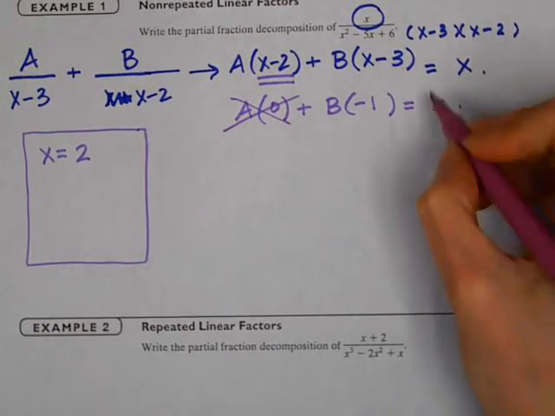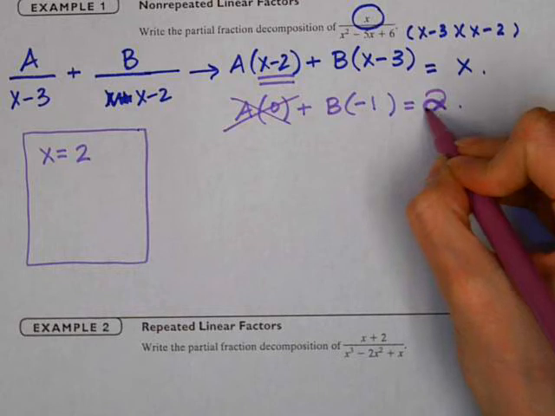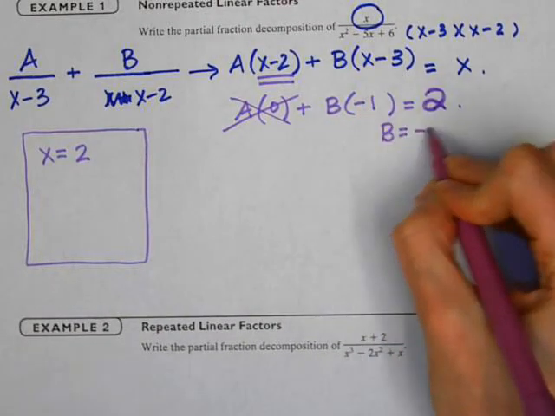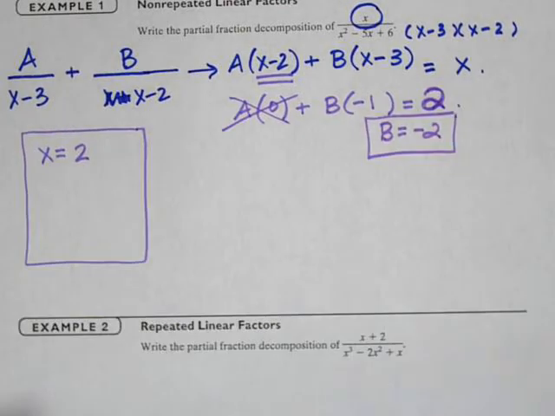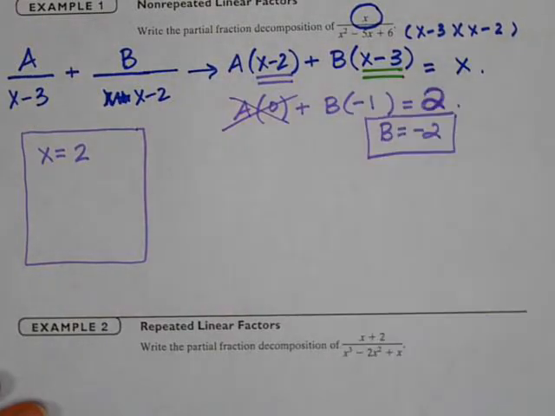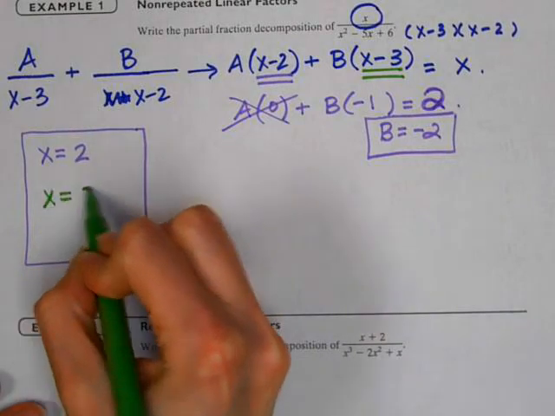Oh, sorry, I forgot to plug in 2 for x. And then 2 divided by negative 1 ends up being that b is negative 2. Okay, so that's great. And now we're going to plug in a new value of x to try to find a. So this time, I'm going to plug in x equals positive 3.